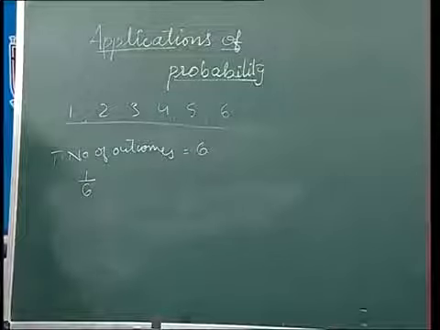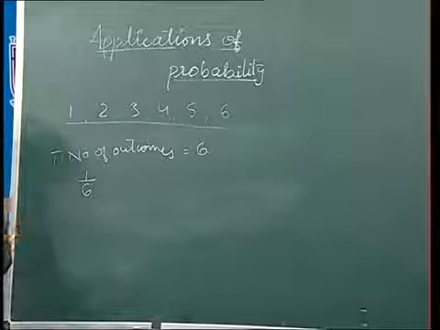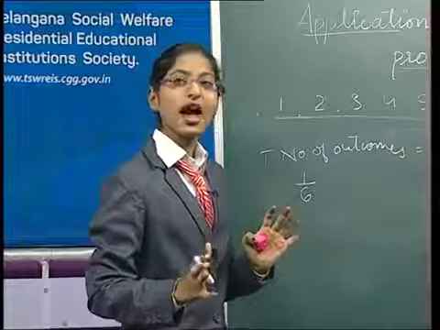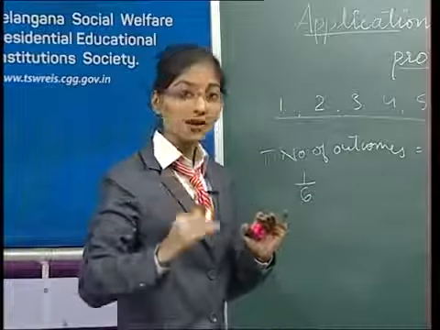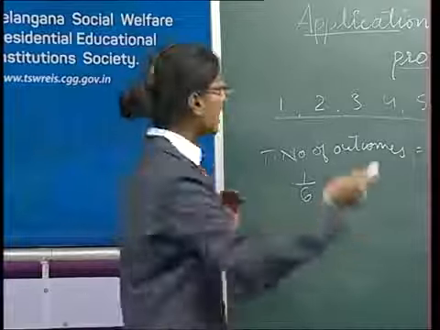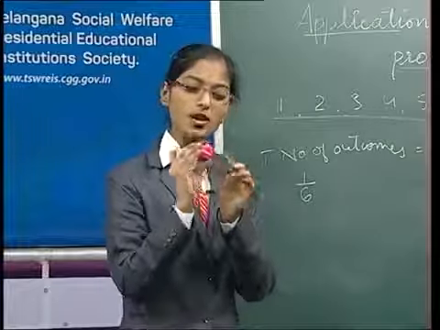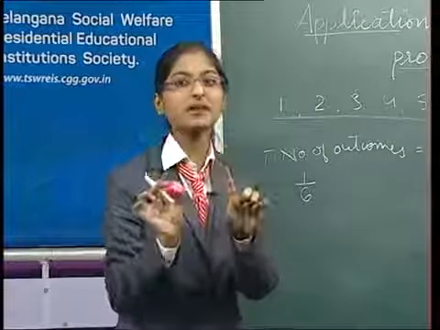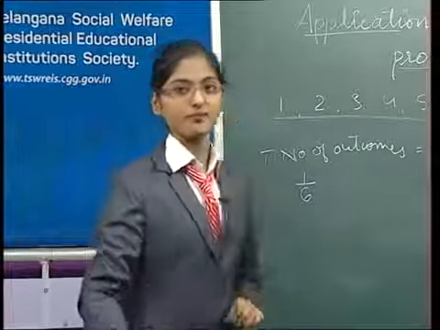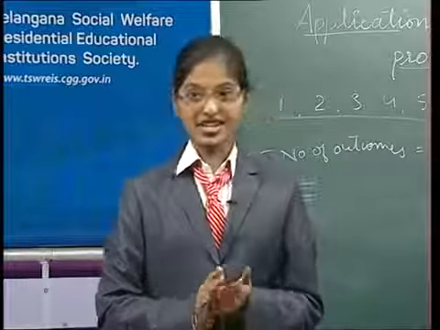For 2, same, and for 3, same, 4, same. From 1 to 6, the total number of outcomes is the same and its probability is also the same, because there is only 1 of each number. So, that is why they are the same. So, I have a question here.